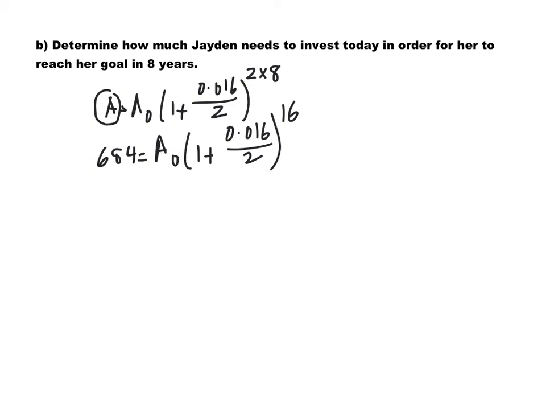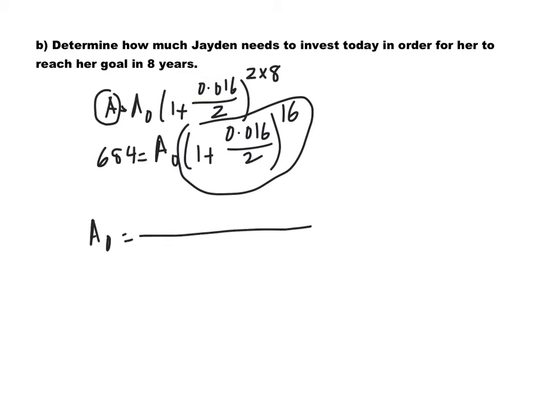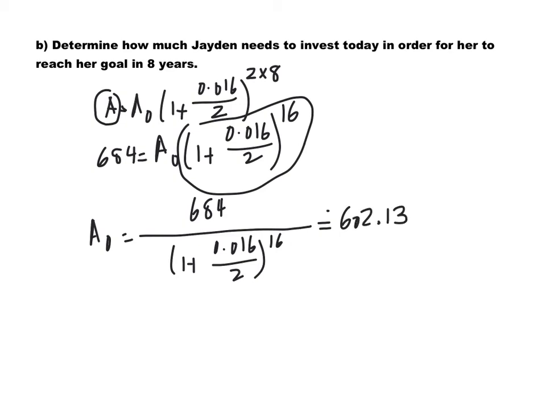Now I divide both sides by this bracket here, so I get A0 is equal to 684 divided by 1 plus 0.016 divided by 2 exponent 16. This is going to give me approximately $602.13. So she has to invest $602.13 today, so she can have $684 in 8 years.